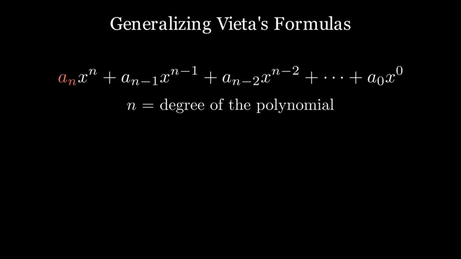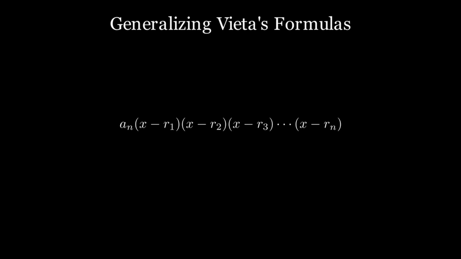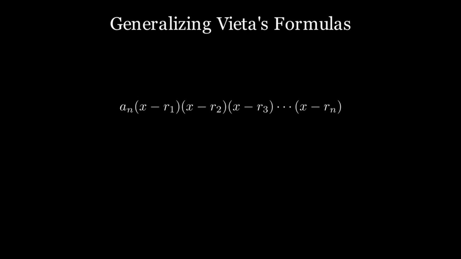A sub n represents the coefficient of x to the nth power, as do the rest of the terms. Now, we can rewrite it in factored form by once again taking the leading coefficient and multiplying by x minus the roots. Multiplying this out is a little tricky since it has many terms, but let's just see what happens.